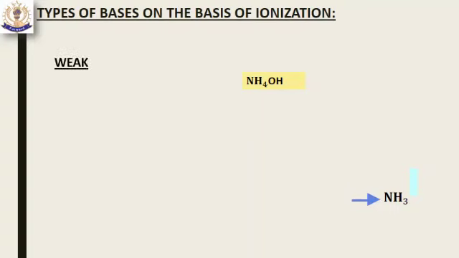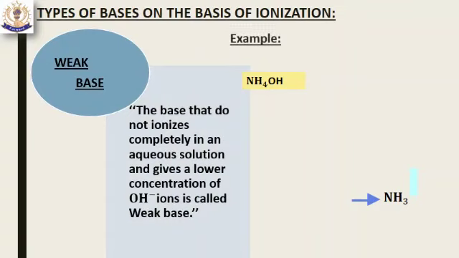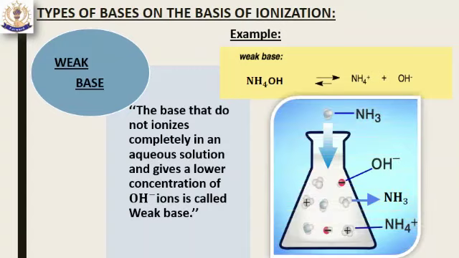On the basis of ionization, the second kind of base is weak base. The base that does not ionize completely in an aqueous solution and gives a lower concentration of hydroxyl ions is called a weak base. Its example is ammonium hydroxide. Ammonium hydroxide is a weak base because it undergoes partial dissociation. This double-headed arrow is showing the partial dissociation. It does not completely ionize in an aqueous solution. You can see in the diagram, ammonia, when it dissolves in water, dissociates into hydroxyl ions and ammonium ions, but some of its molecules are still intact.